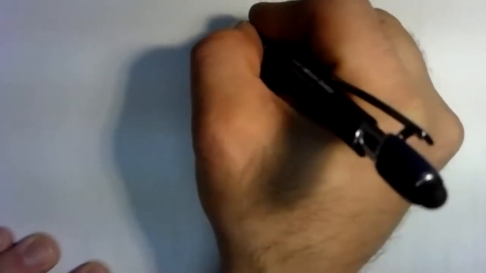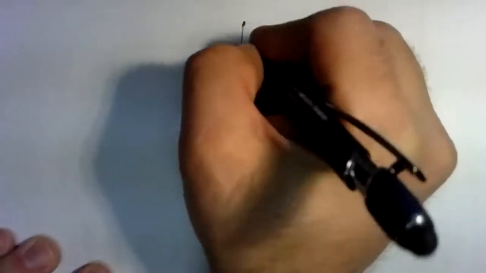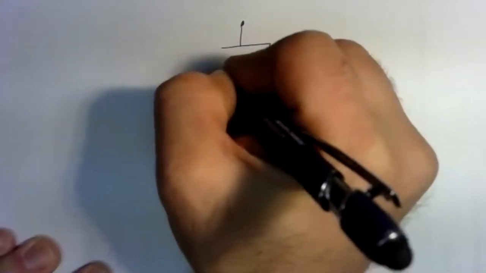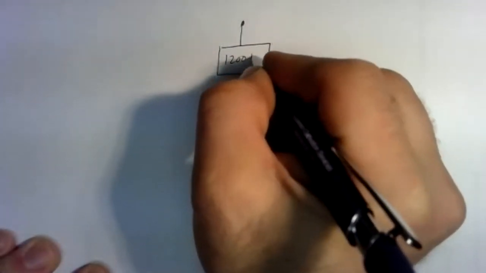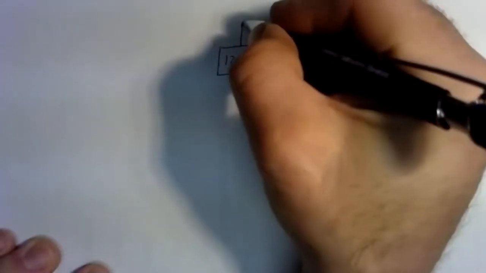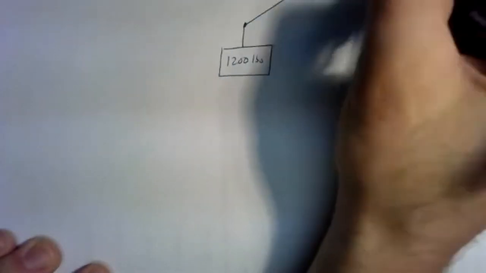So let's start out with another box on a wire problem. This one will be a little bit different than the one we worked on last week. I'm going to take some sort of weight. Let's make it 1,200 pounds, and I'll have something off here too, so we'll do a couple different things in this one.